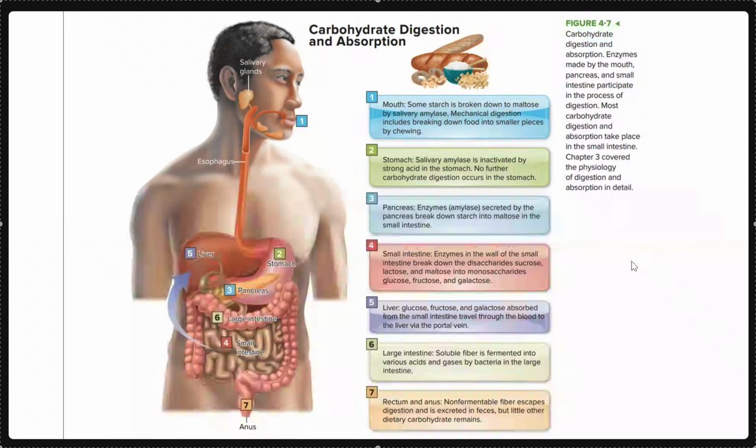And in the mouth, there is also mechanical digestion of carbohydrates. So there are two things that happen in the mouth. There's the chemical digestion of carbohydrates, and also mechanical. Mechanical means there are no juices involved in it. Chemical means there are digestive juices that are involved in its digestion.